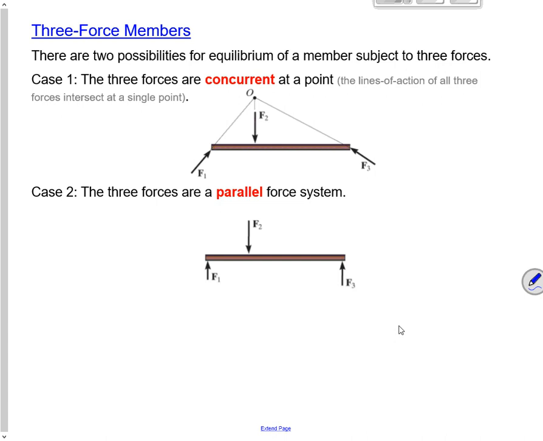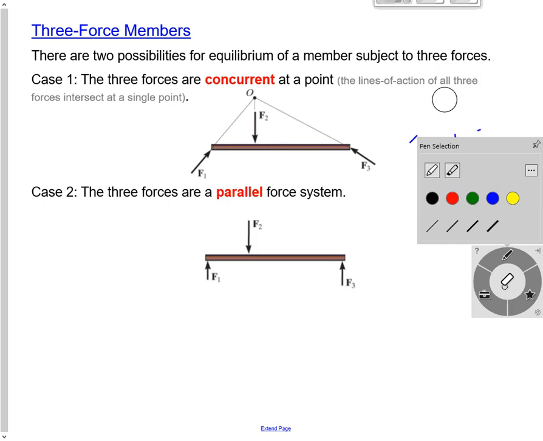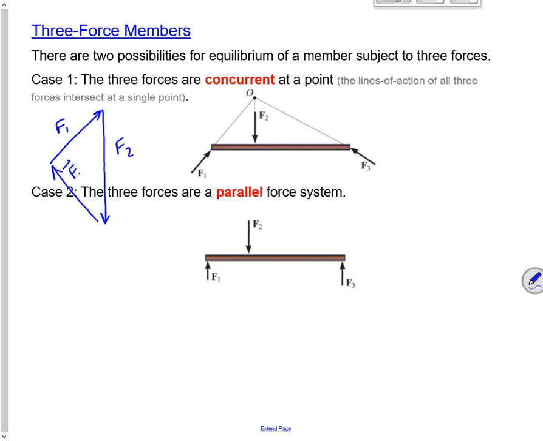If those three forces are the only ones acting on this beam, I can draw a picture that says, here's F1, here's F2, here's F3. That has to be true because those are concurrent at a point and they have to add up to zero, and the only way they can add up to zero is if they make a triangle like that.